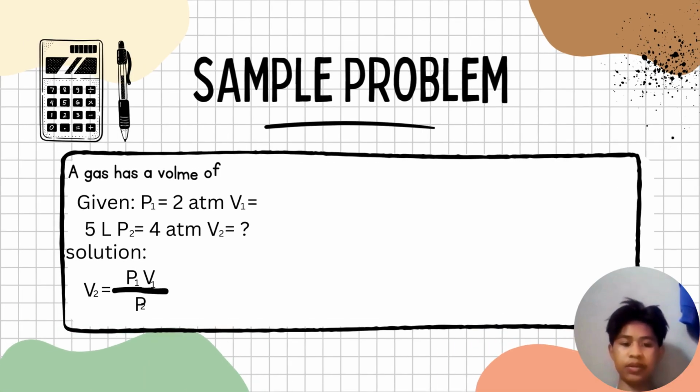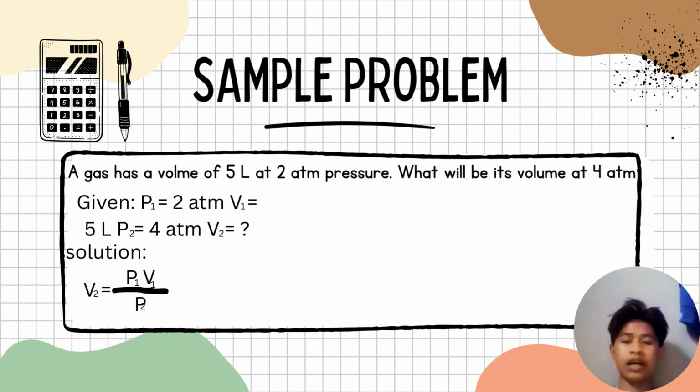Here's an example. A gas has a volume of 5 liters at 2 atmospheric pressure. What will be its volume at 4 atmospheric pressure? Given P1 is 2 atmospheric pressure and V1 is 5 liters, P2 is 4 atmospheric pressure while V2 is missing. So our solution is V2 equals P1V1 over P2.